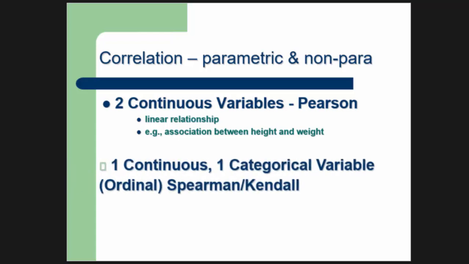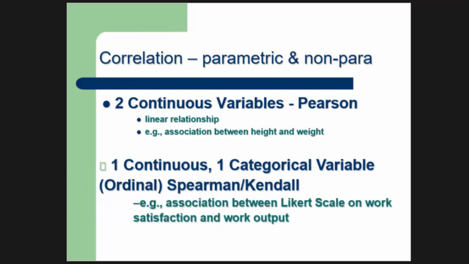Or you can use Spearman or Kendall rank correlation. For example, you have a Likert scale on work satisfaction and work output. You can use Spearman or Kendall rank correlation. So Pearson is for continuous data; your height and weight are continuous. Spearman and Kendall are for things that you measure using ordinal data.